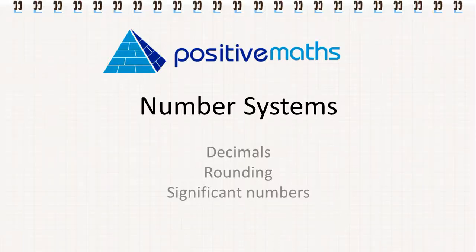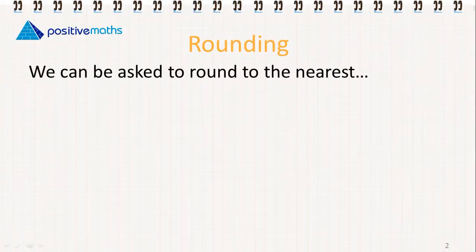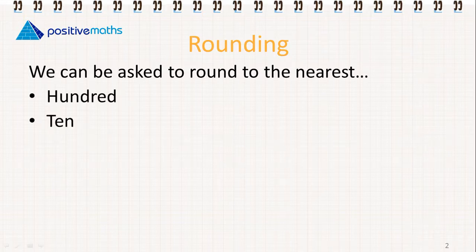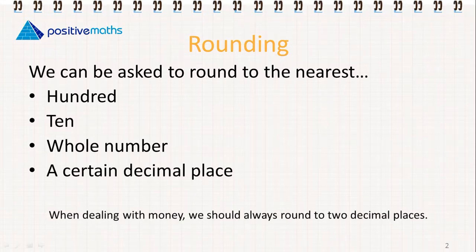In this video for Positive Maths, we're going to look at rounding and significant numbers. So we can be asked to round to the nearest 100, to the nearest 10, to the nearest whole number, or to a certain decimal place. We just want to note that when dealing with money or any questions where we have to calculate money, we should always round to 2 decimal places.